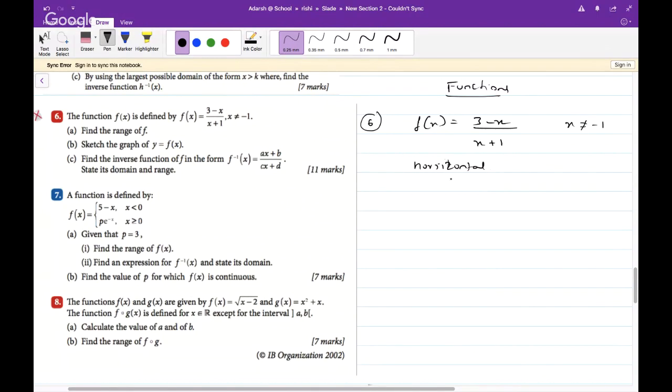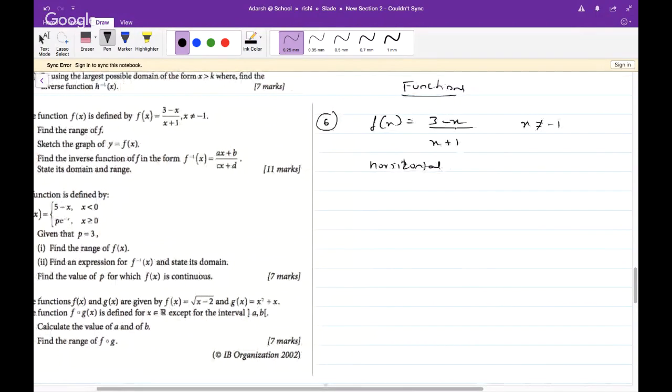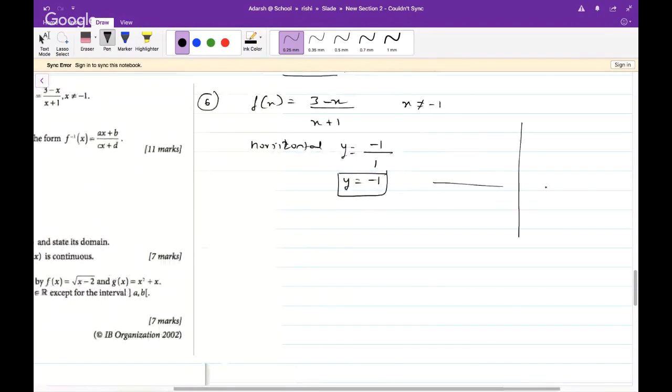So we get the horizontal asymptote. How do we get it? We divide the coefficient of x in the numerator by the coefficient of x in the denominator, that is minus 1 divided by 1. So when y is equal to negative 1, we get the horizontal asymptote. That means the curve doesn't meet y equal to minus 1, so there is no value at y equal to minus 1.